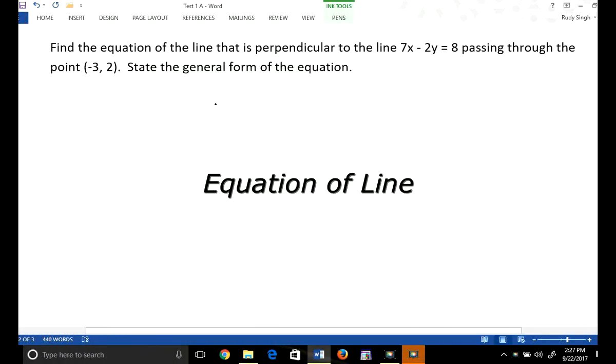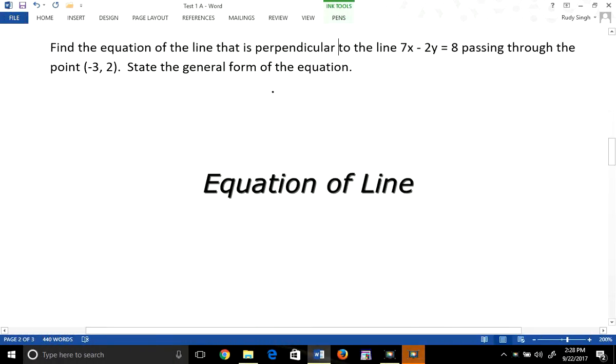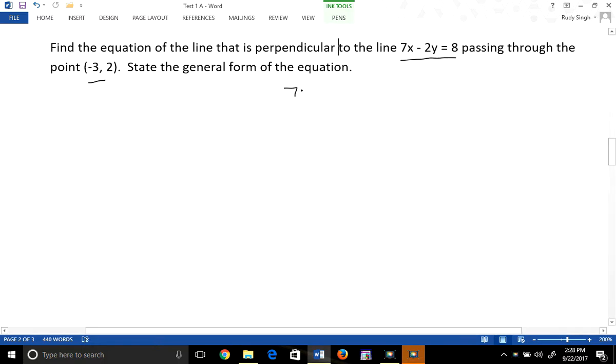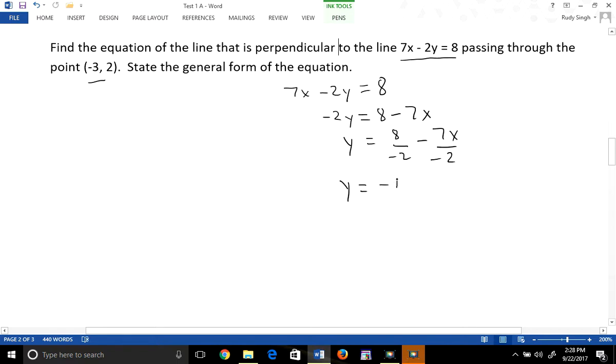This question says that you want to find the equation of the line that is perpendicular to the line 7x minus 2y equals 8, and it passes through this point. So the first thing you want to do is solve this equation, 7x minus 2y equals 8, for y. First of all I subtract 7x from both sides, and then we divide by negative 2. And so we end up with y is equal to negative 4 plus 7/2 of x.